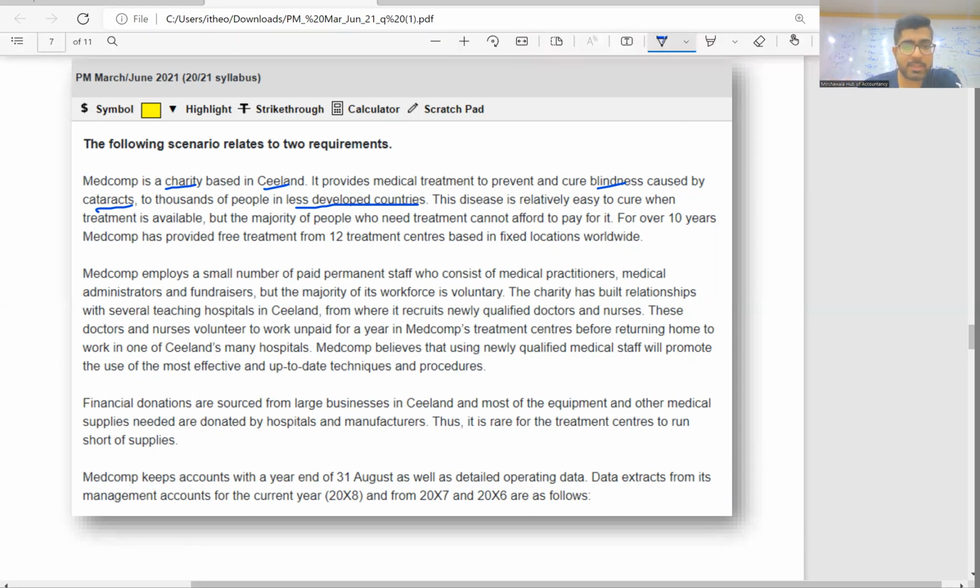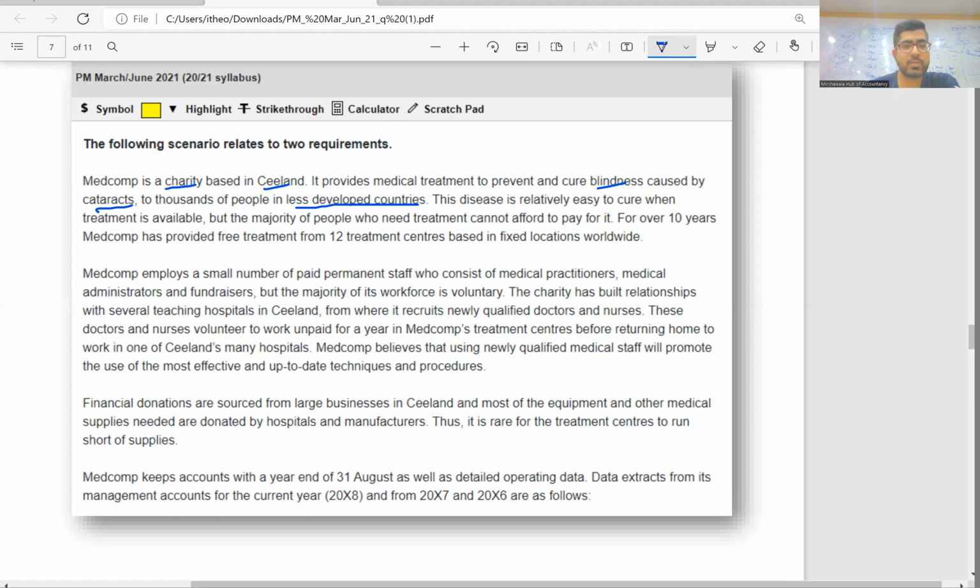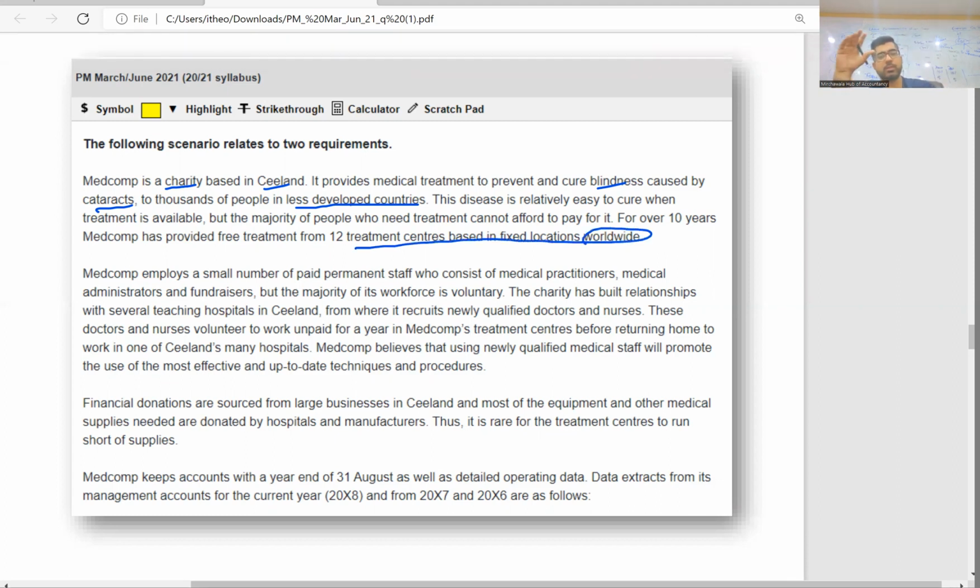So MEDCOMP is a charity based in Sealand. It provides medical treatment to prevent and cure blindness caused by cataracts to thousands of people in less developed countries. It is only focusing on less developed countries. The disease is relatively easy to cure when treatment is available, but the majority of people who need treatment cannot afford to pay for it. For over 10 years, MEDCOMP has provided free treatment from 12 treatment centers based in fixed locations worldwide.